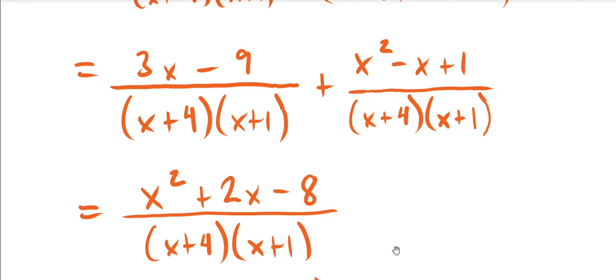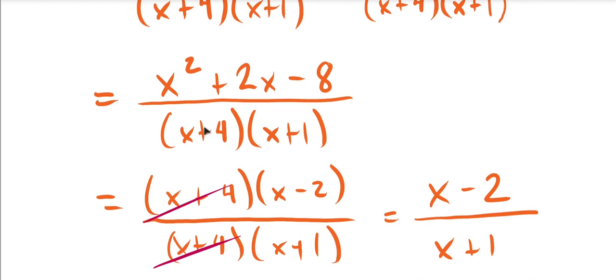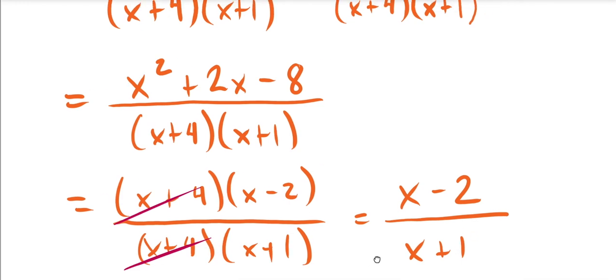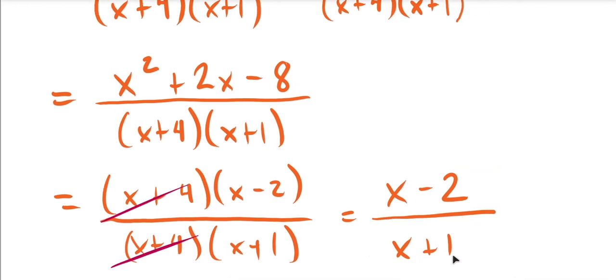Can we factor this? We sure can factor that. This factors as (x plus 4) times (x minus 2). And then that lets us cancel, although this need not happen. In this case, this lets us cancel with one of the factors in the denominator. That gives us (x minus 2) over (x plus 1).